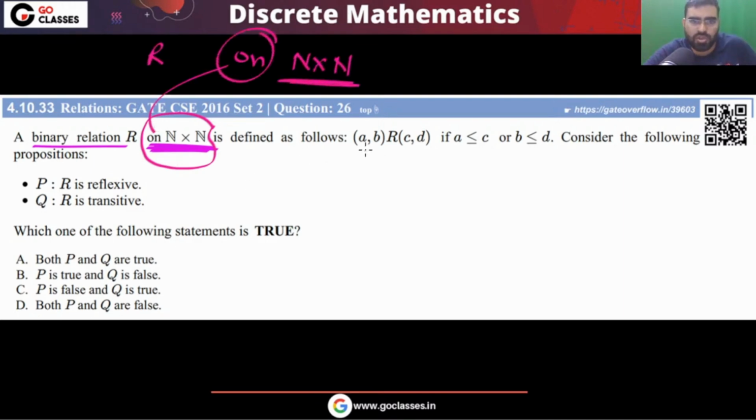Now, the question is saying that (a, b) is related to (c, d) if a is less than or equal to c or b is less than or equal to d. Either a is less than or equal to c or b is less than or equal to d. Now, there are some good questions being asked, but before that, you should understand this relation.